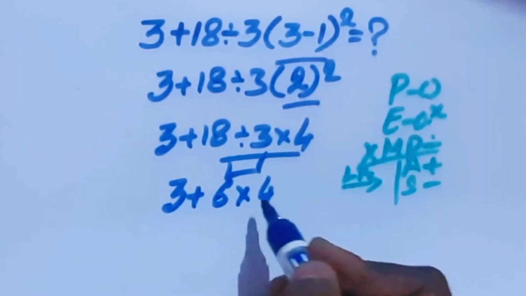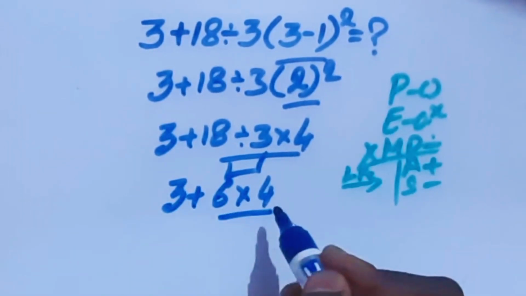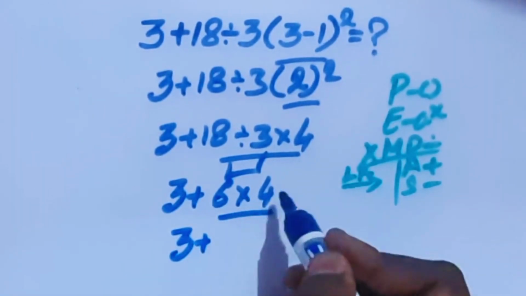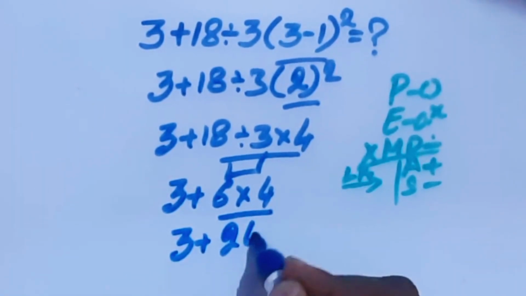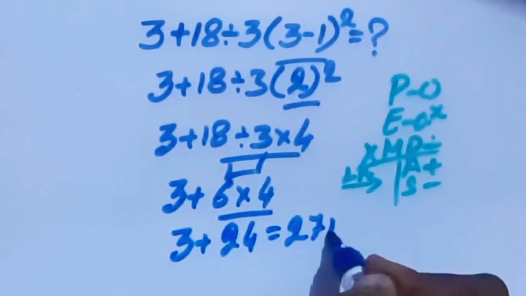Here we have addition and multiplication. Multiplication is higher priority than addition, so we have to do the multiplication before the addition. Here 3 plus 6 times 4 is 24. Here 3 plus 24 is 27, which is the correct answer.